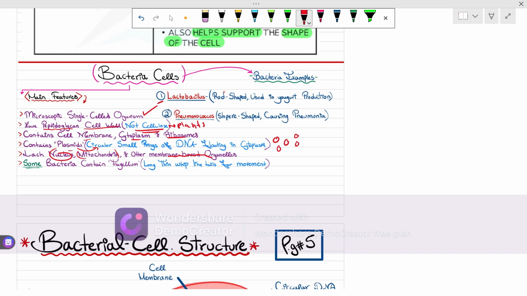Here are two examples of bacteria in our syllabus. The first one is lactobacillus. It's a rod-shaped bacteria used in yogurt production. And the second one is pneumococcus. It's sphere-shaped. It causes pneumonia.